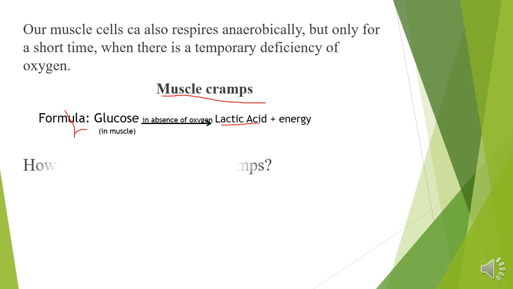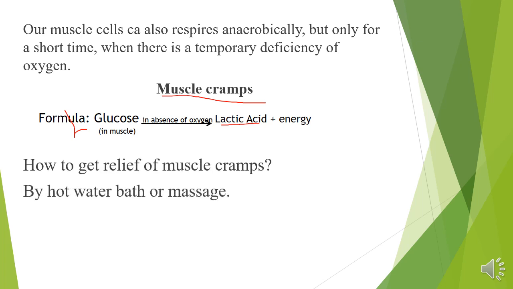How to get rid of the muscle cramps? By a hot water bath or massage, we can get relief from it. After a hot water bath and massage, the blood supply increases, and as a result the supply of oxygen also increases. Therefore the increase in supply of oxygen results in complete breakdown of lactic acid into water and carbon dioxide.